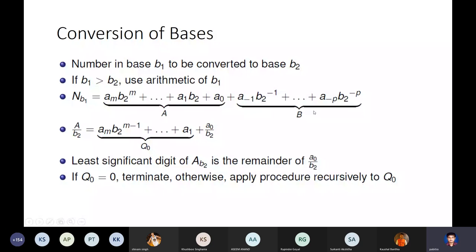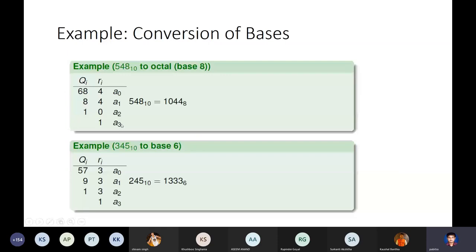Quotient is 8. Remainder is 4. I do it. Note one thing, that if you write down the digits, they would be in opposite order, because you see I have been doing it in the opposite order. First you get A0, then you get A1, and so on. So if the remainders are 4, 4, 0, and 1, the corresponding octal representation would be 1044.